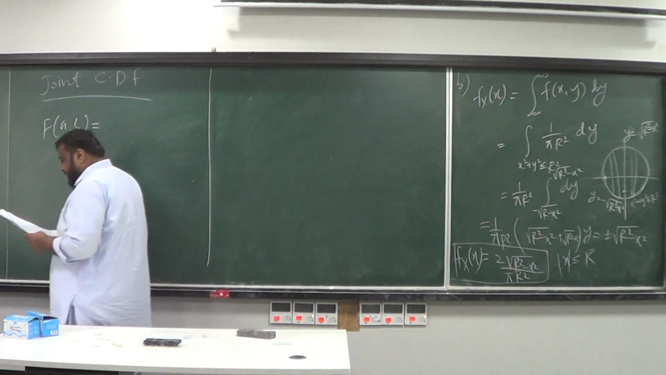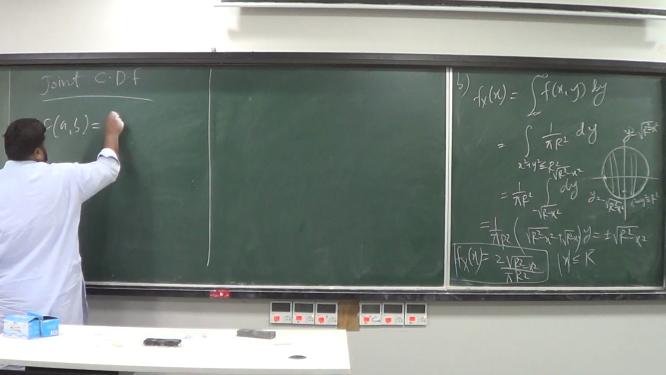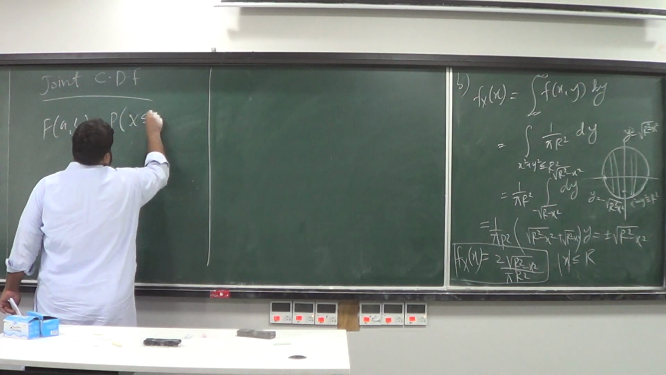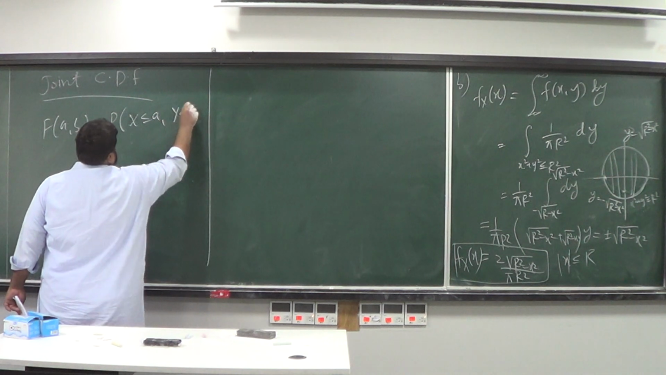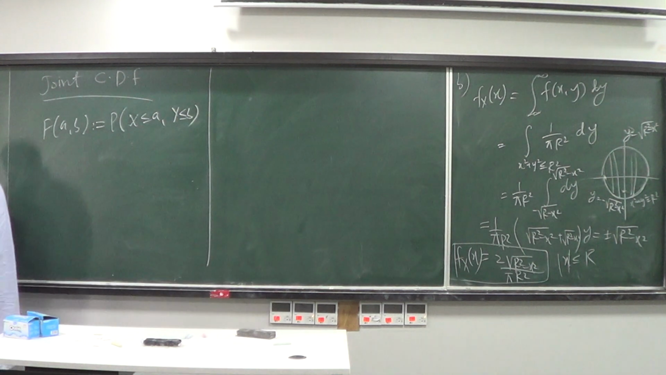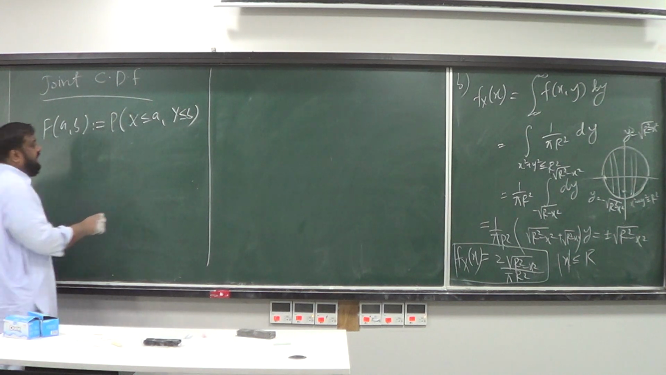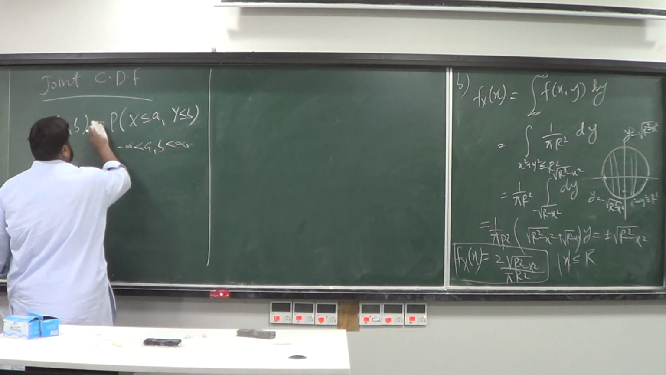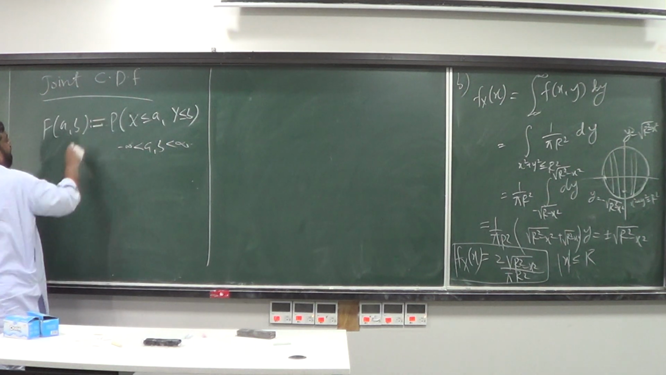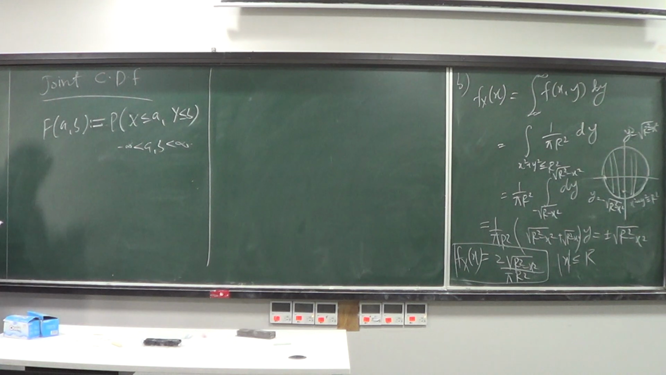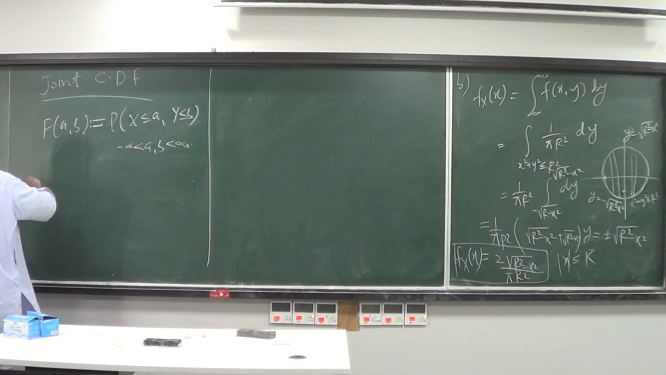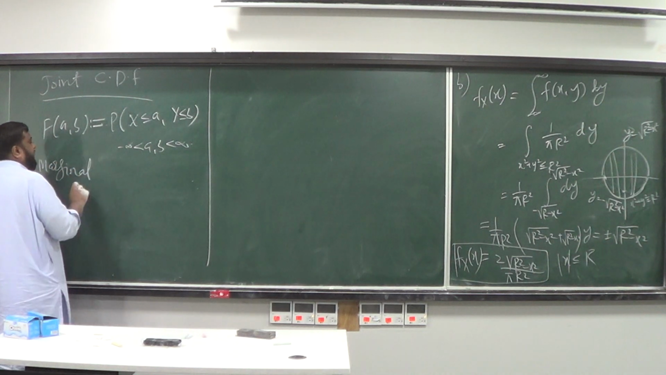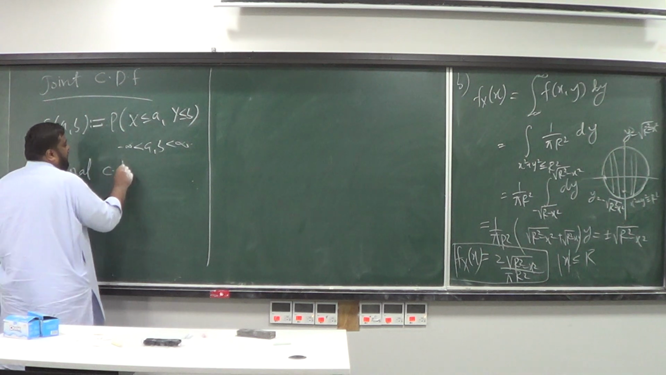So F of a, b would mean the probability that X is less than or equal to a and Y is less than or equal to b, where a and b are any numbers between minus infinity and infinity. So this is the definition of the joint CDF. Question: through this joint CDF, can I compute the marginal CDF?